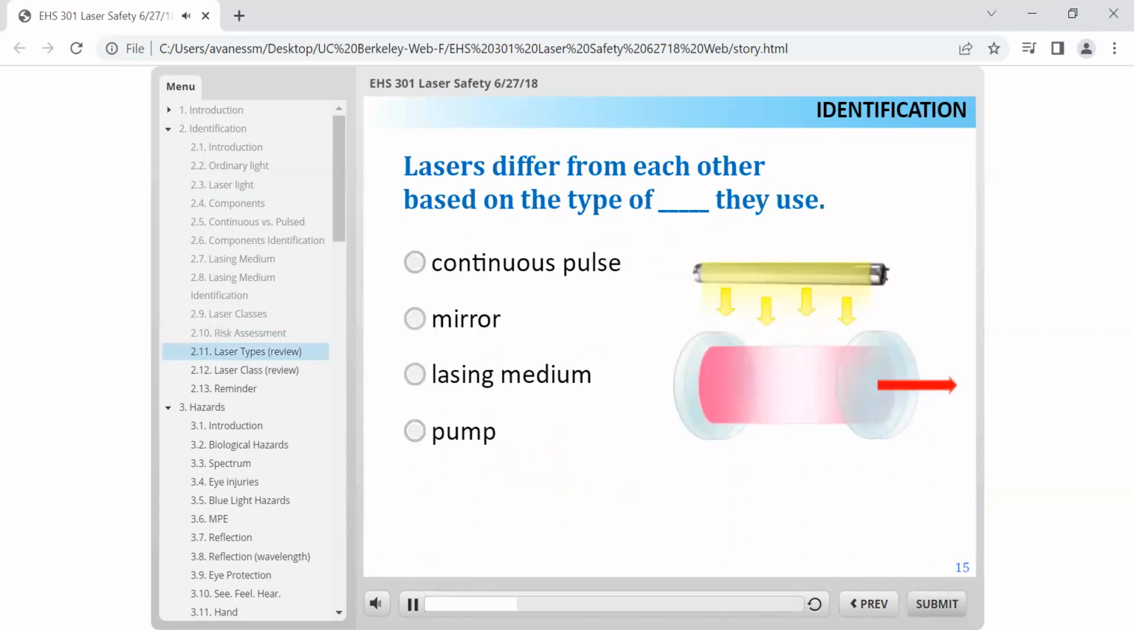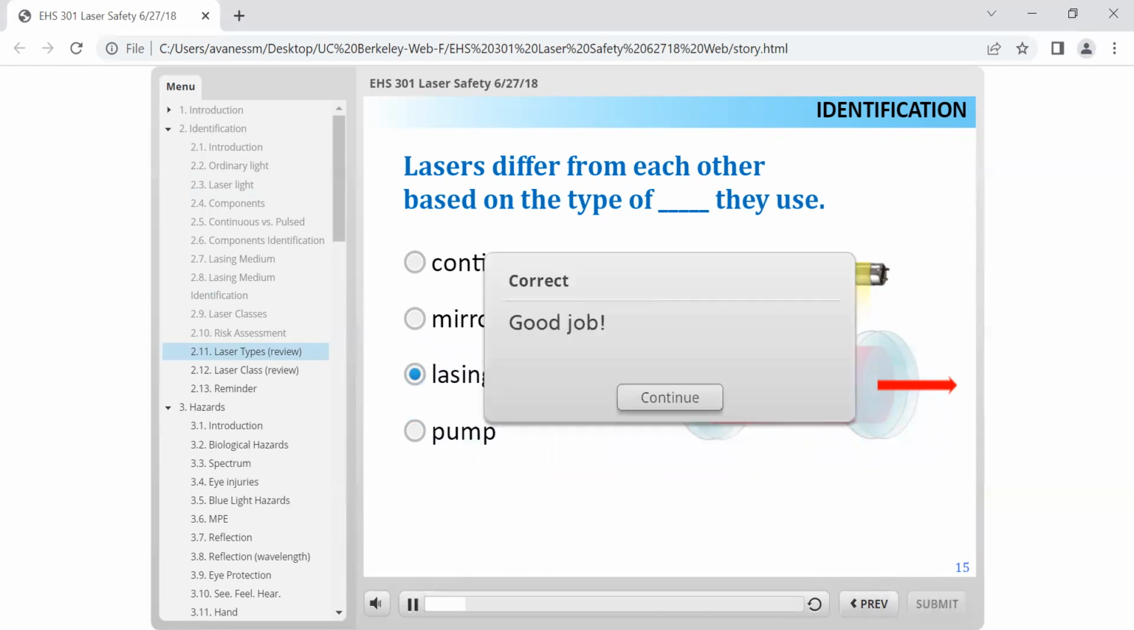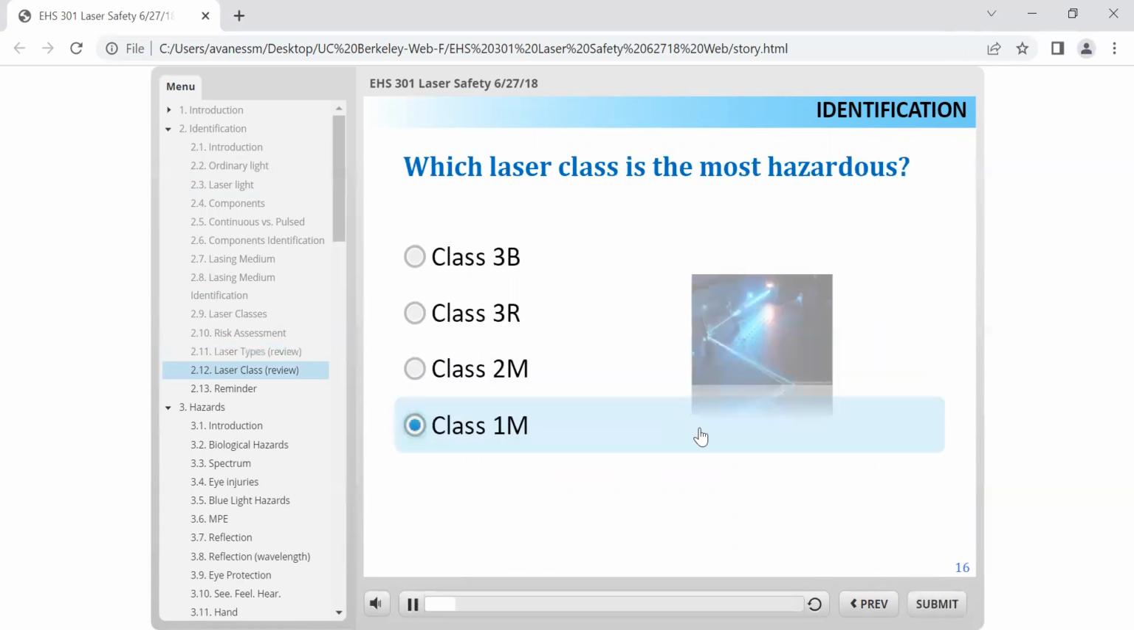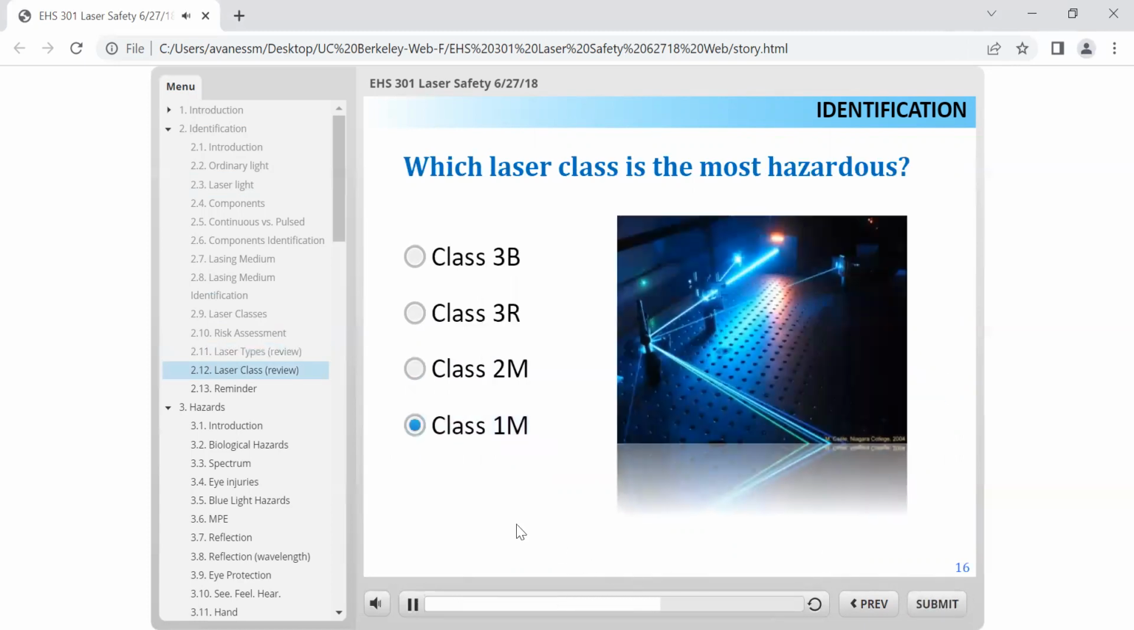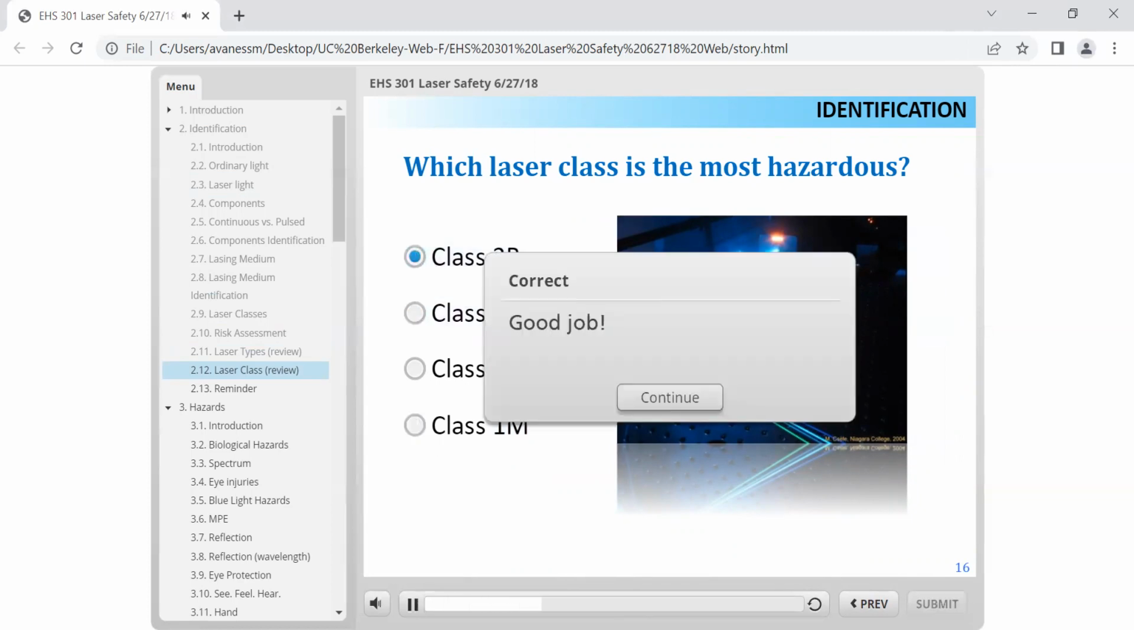Let's view. Lasers differ from each other based on which type of component they use. That is correct. Which laser class is the most hazardous? That is correct.